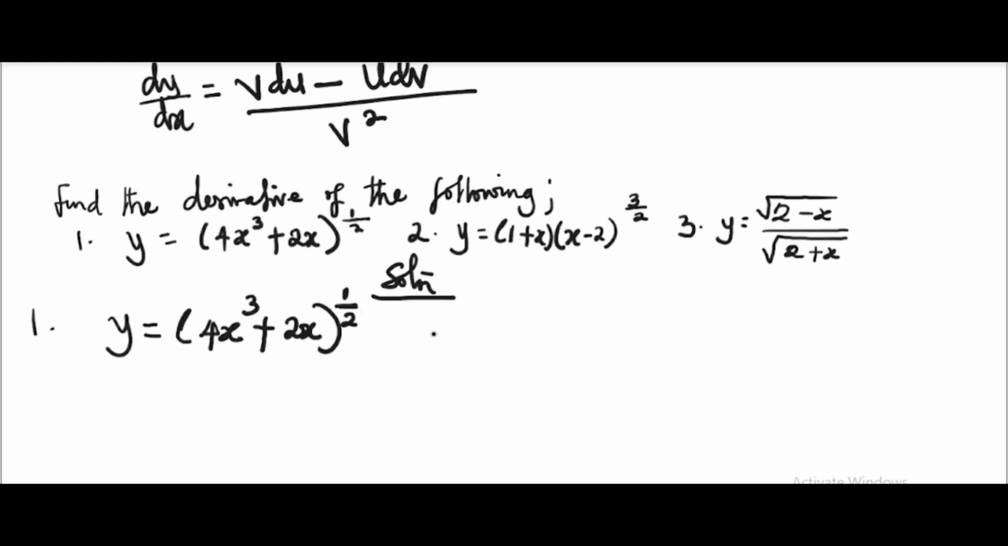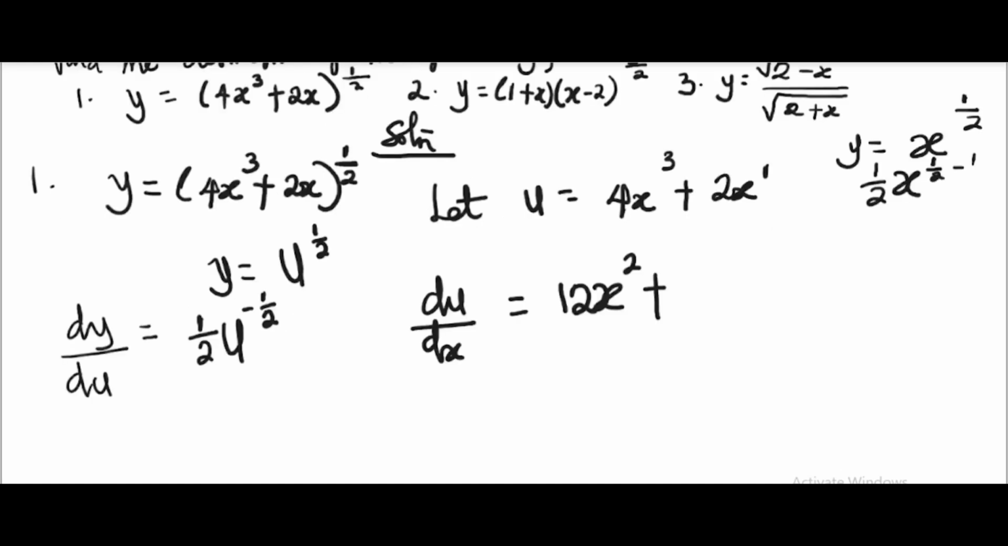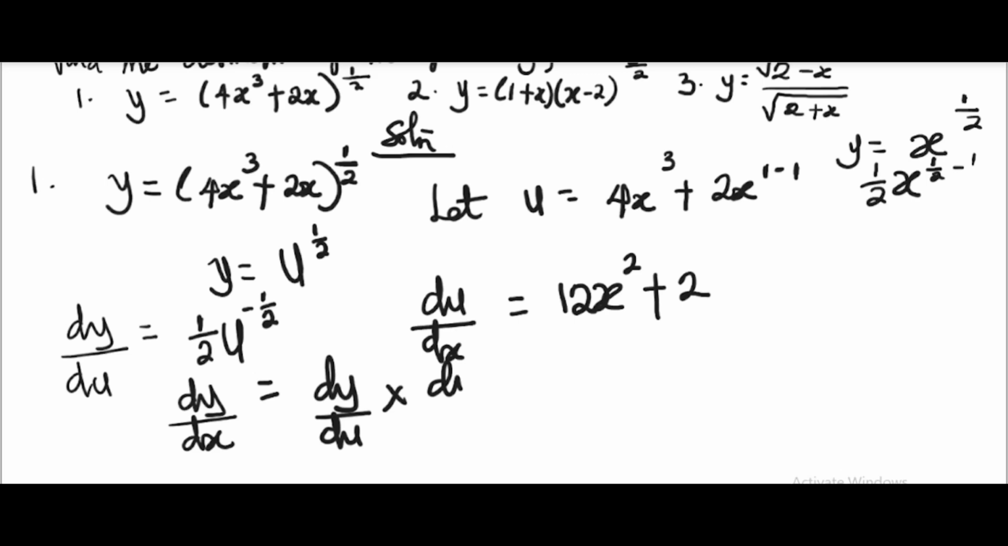So now I will say let u be equal to 4x cubed plus 2x. Before we continue, subtracting 1 from this power, we have 0, and x raised to the power of 0 is 1. Now, the chain rule says that dy/dx is equal to dy/du times du/dx.